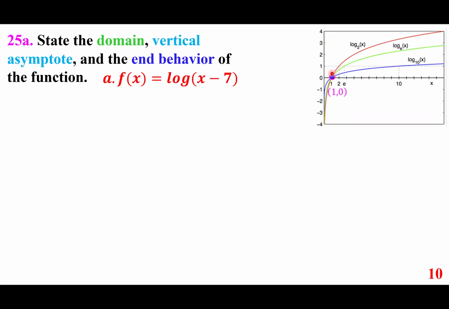So y equals log x base a is positive, a can't be 1. Domain is from 0 to infinity, range from negative to positive infinity. Vertical asymptote is the y-axis, which has the equation x equals 0.